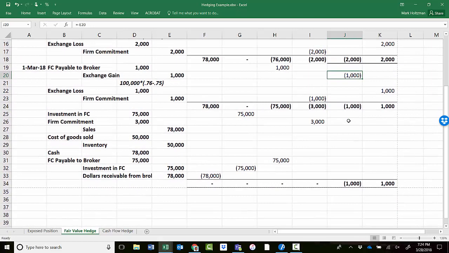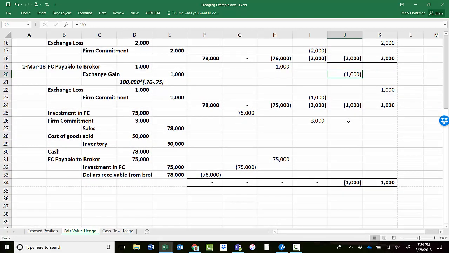And the next thing I do is wrap it up. And here's where you're going to see the big difference that hedge accounting allows you to do. Look at my sales. I'm going to debit investment in foreign currency, that's euro currency, for $75,000 because that's what I'm getting. Wait, I'm getting 78,000? No, I got 100,000 euro that's worth $75,000, right? Because that's the exchange rate. So that's 75,000. I debit my firm commitment for $3,000. This is very important. And I book a sale of $78,000 because what happened in substance?